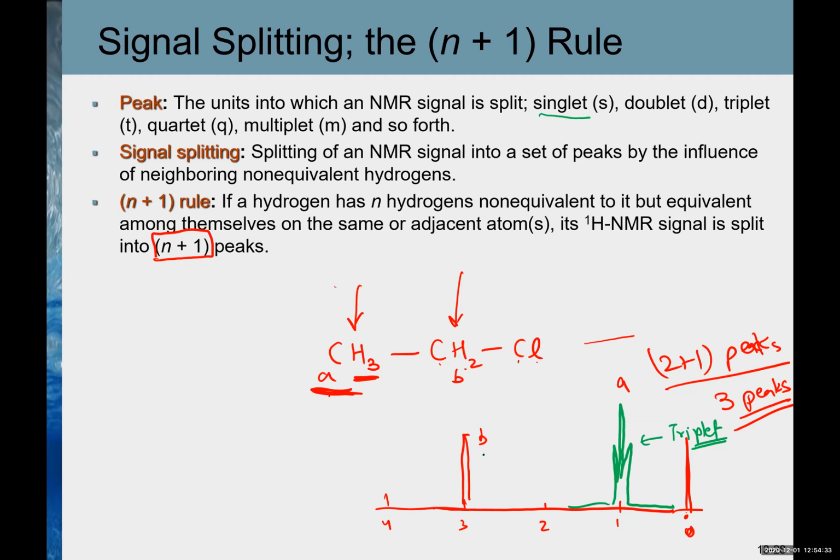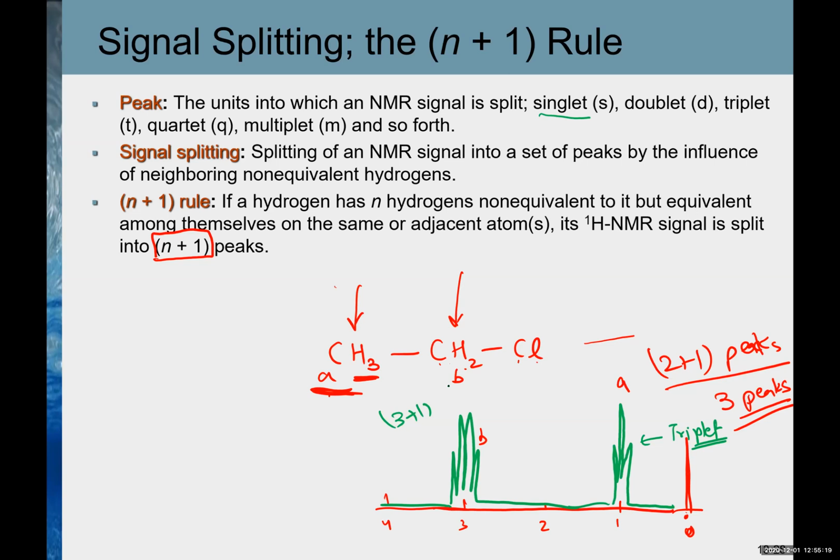Okay. Signal B. In signal B, how many protons are present on the neighboring carbon to signal B? 3. So it will split into how many peaks? 4. 3 plus 1, or 4 peaks. So therefore, signal B, instead of looking like a single peak, will look like this one, 4 peaks. Again, the intensity of the side 2 will be less and the middle 2 peaks will be high. We'll learn how to figure out the intensity in a couple of slides, but that's the meaning of signal splitting. Okay.